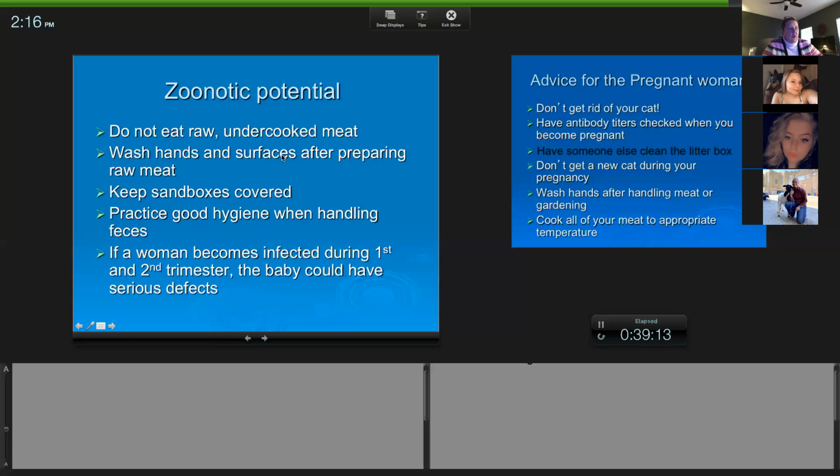So number one, try to stay away from undercooked or raw meat, washing hands and washing everything well in the kitchen after you cook or cut raw meat. Like I said, if there's outdoor sandboxes, keep them covered. If you have an outdoor sandbox and it's uncovered, I worry more about the raccoon roundworm.